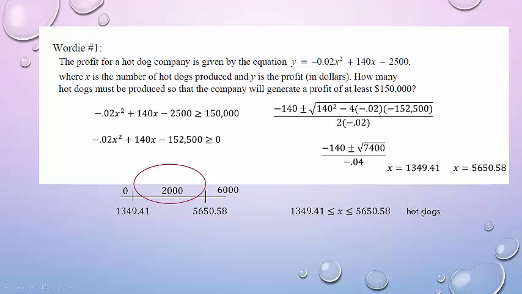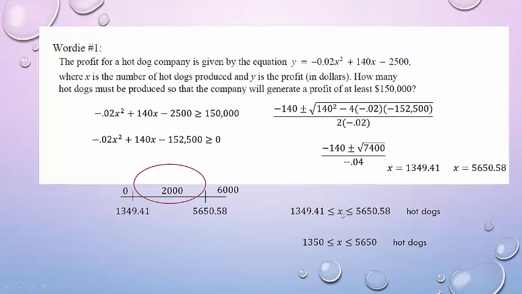Since X stands for the number of hot dogs, we can't really say you need to produce more than 1,349.4 hot dogs. You're not going to produce 0.4 hot dogs. So the first number that is bigger than this number that makes logical sense would be 1350. So we have to make sure our answers make sense.